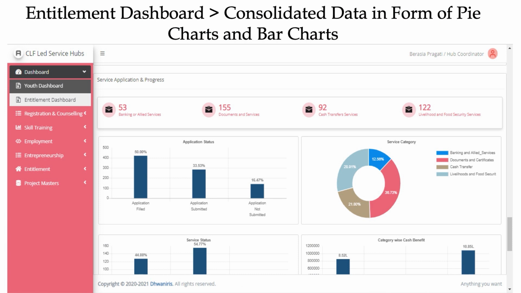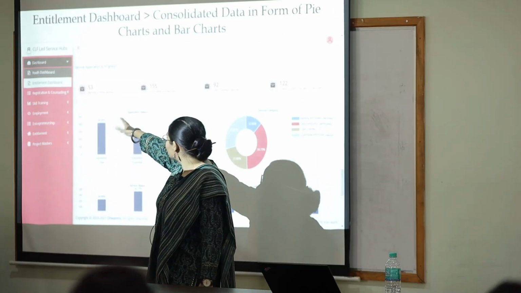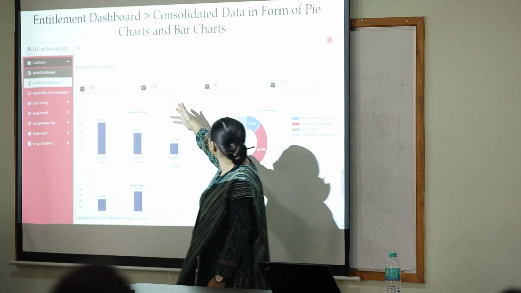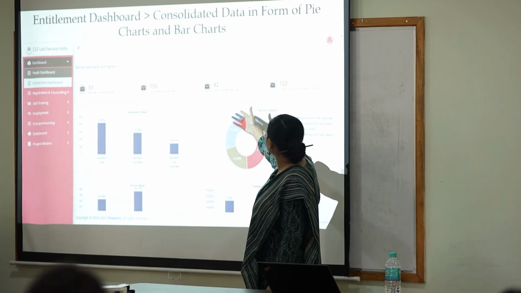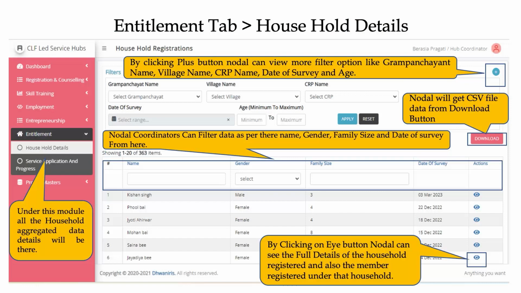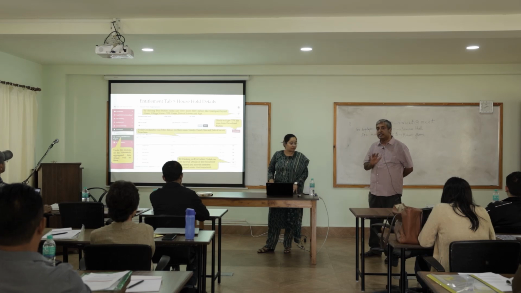So for example, in this particular case, what was the application progress? 53 of them were having access to banking or allied services, 155 of them had documents and services, 92 had cash transfer services, etc. The reason why we feel it is very important to take the pains of not just running a survey but actually developing a back-end dashboard for the survey is that it will help you immensely in monitoring the data that is being collected.